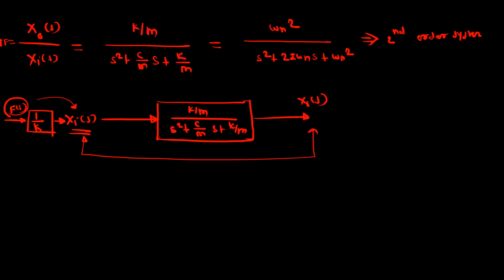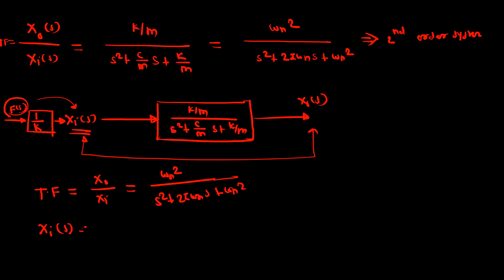Okay, so right now for this system, we will provide the step input. So if you provide the step input, this is our transfer function. So this is standard form. So what is the meaning of step input? We will provide the displacement xi, which is equal to, if it is 1 upon s, then this is the unit step input.